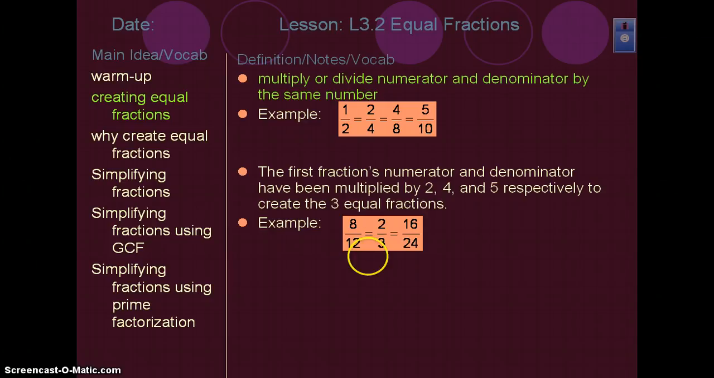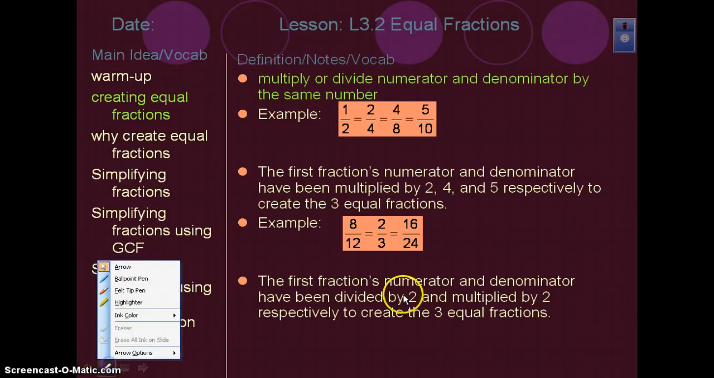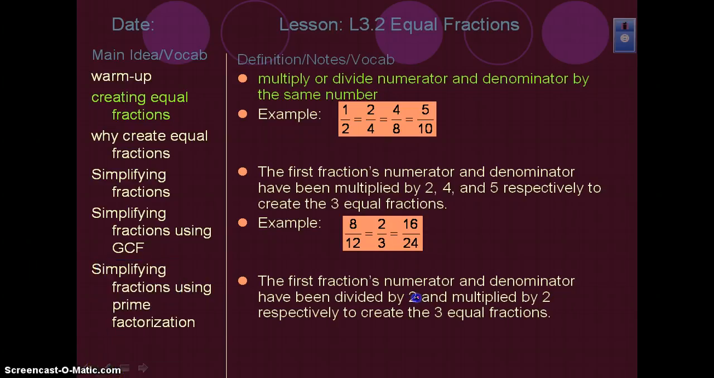An additional example, 8/12 is equal to 2/3 and 16/24. The first fraction's numerator and denominator were divided by 4, 8 divided by 4, and 12 divided by 4. Again, 8 divided by 4 and 12 divided by 4 to get 2/3, and multiplied by 2 to create 16/24, 8 times 2, and 12 times 2.